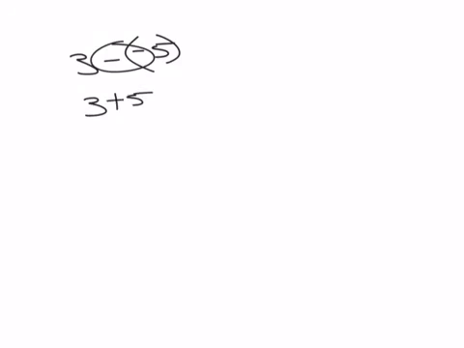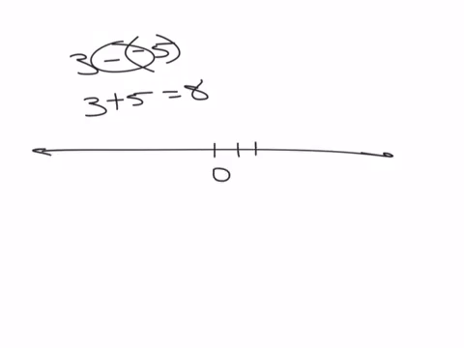Find the difference of 3 and negative 5. The difference between 3 and negative 5. 2 negatives side by side means you add those and you get 8. And the reason you get that is it says find the difference between 3 and negative 5.